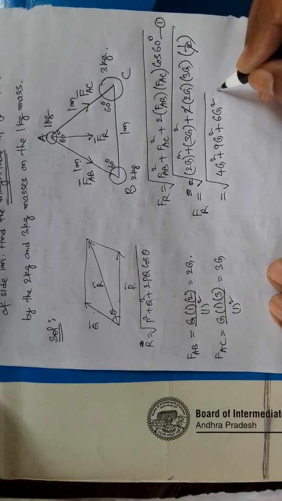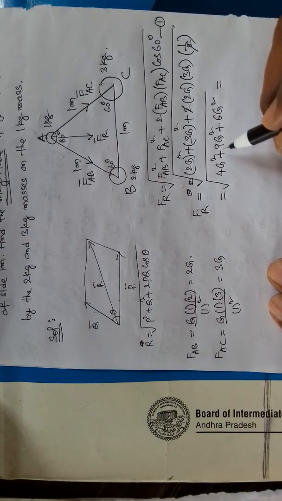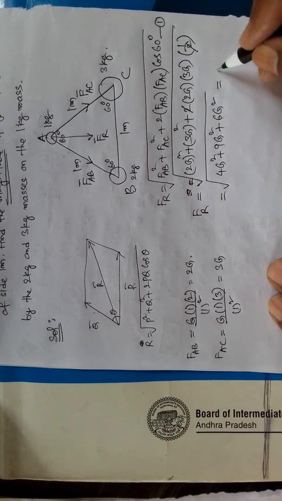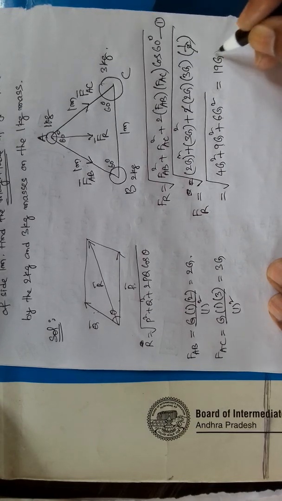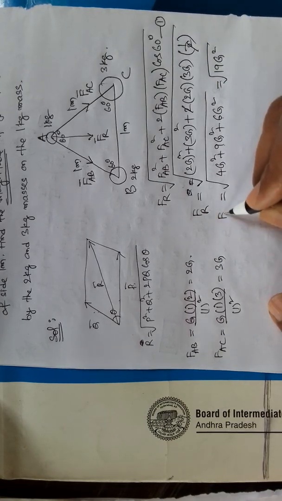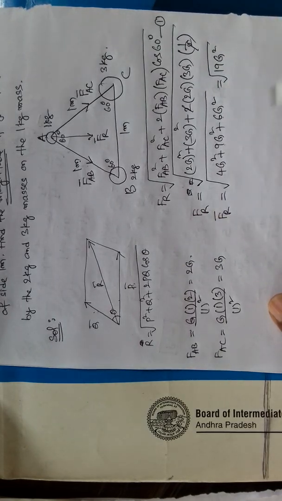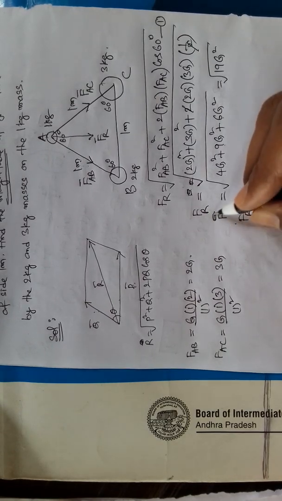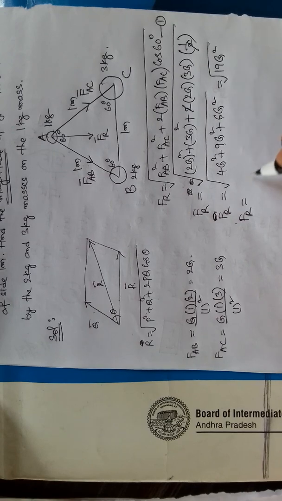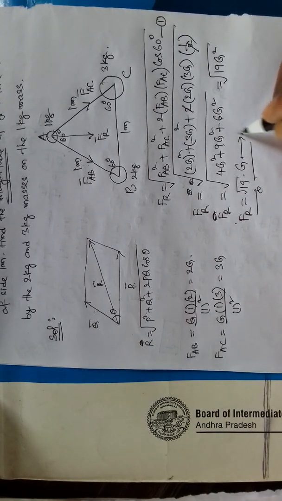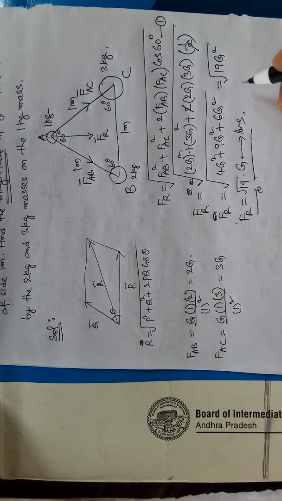And that is equal to 9 plus 6 is 15, plus 4, 19g square. So here FR is equal to, only magnitude, root 19g. This is the answer.